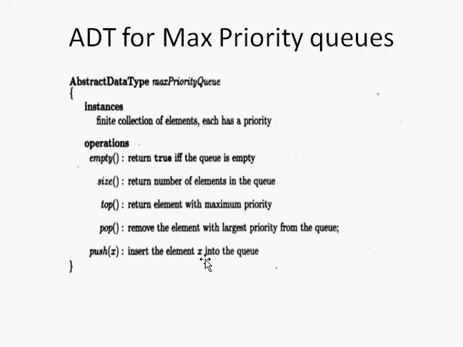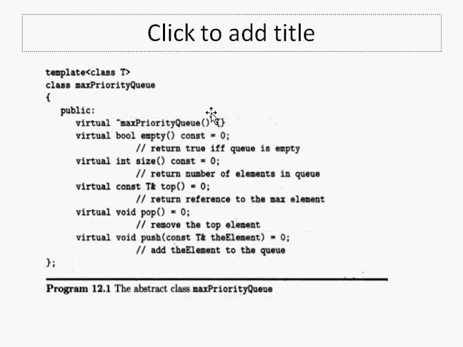Suppose you have 4 elements present in the queue: 50, 40, 20 and 10. Now assume 30 needs to be inserted into this queue. Then the best position for 30 would be between 40 and 20, so that after rearranging, the elements would look like 50, 40, 30, 20 and 10. So you'll get 5 elements now after pushing one element. Fine, so this is the abstract class of your max priority queue.